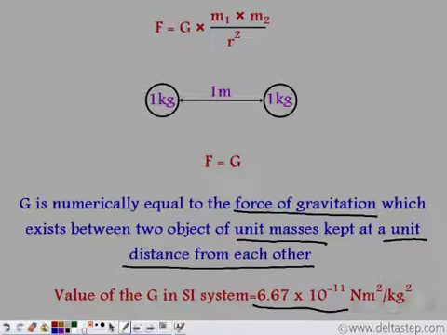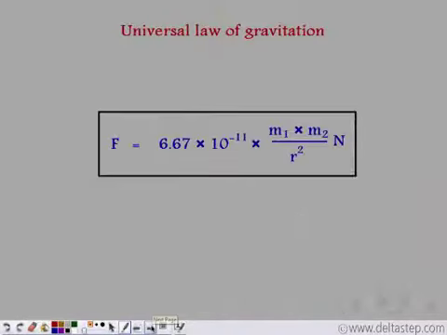Now we can substitute the value of G in F to get the universal law of gravitation in the mathematical form, which states that F is equal to 6.67 into 10 to the power minus 11 into m1 into m2 divided by r square newtons. The unit of force is newtons.